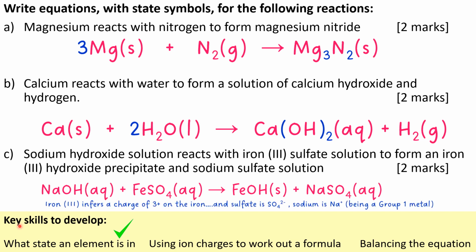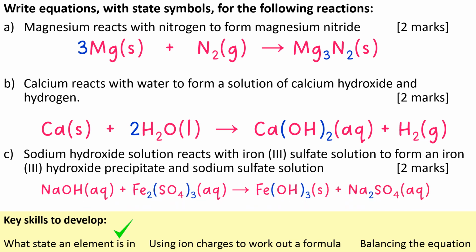Now the problem we've got is that we have to work out the formulae. So an extra piece of processing that's present here is iron 3 sulfate. So the 3 means it will be a charge of 3 plus. Sulfate from your ions list will be SO4 2 minus. Sodium is Na plus because it's a group 1 metal. So that means we can build iron 3 sulfate as Fe2(SO4)3. 3 sulfates is going to be minus 6. 2 iron 3 pluses are going to be plus 6.